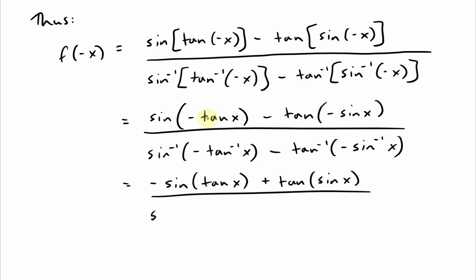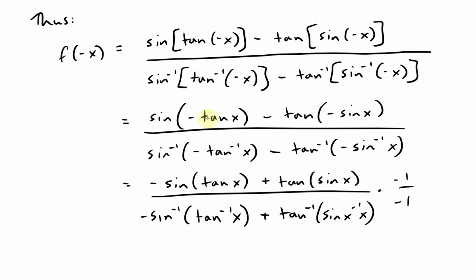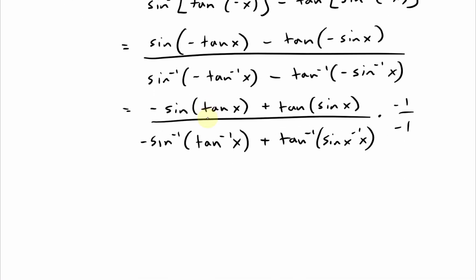Divide this by, now we have negative inverse sine of positive inverse tan of x, like that. And now minus, this is going to be a plus now, plus inverse tan, negative, like that. And remove this negative now. It's going to be inverse sine, positive. And yeah, this looks like it's opposite, but we can just multiply top and bottom by negative 1. And when we do that, this becomes positive, this becomes negative, this becomes positive. So we get exactly our function.